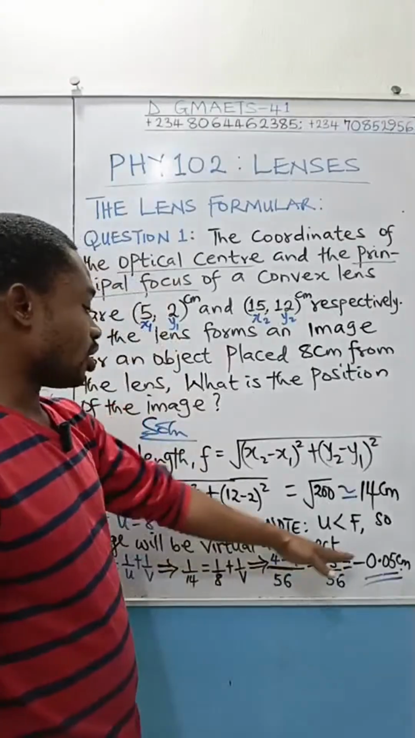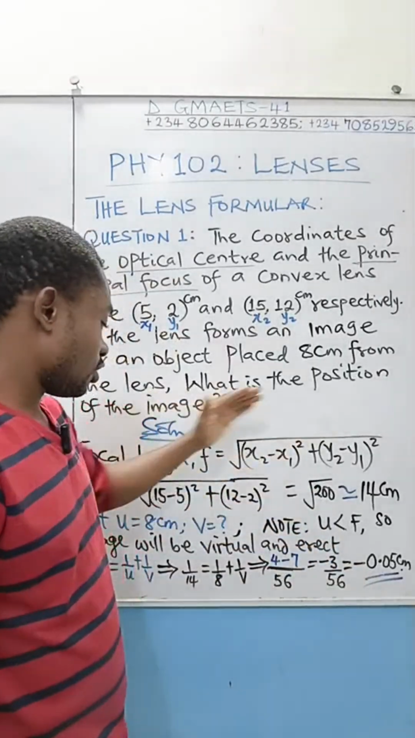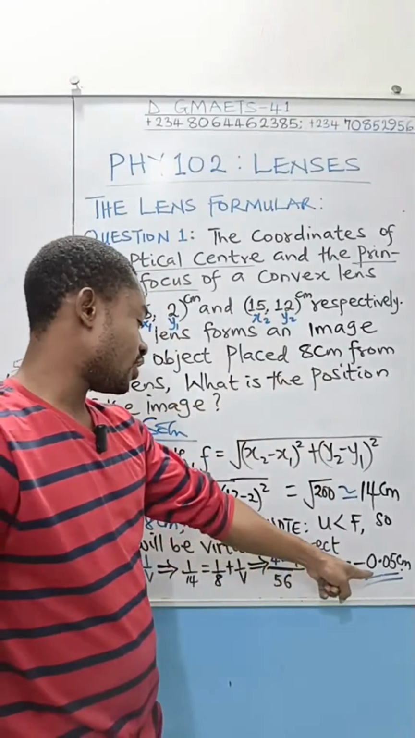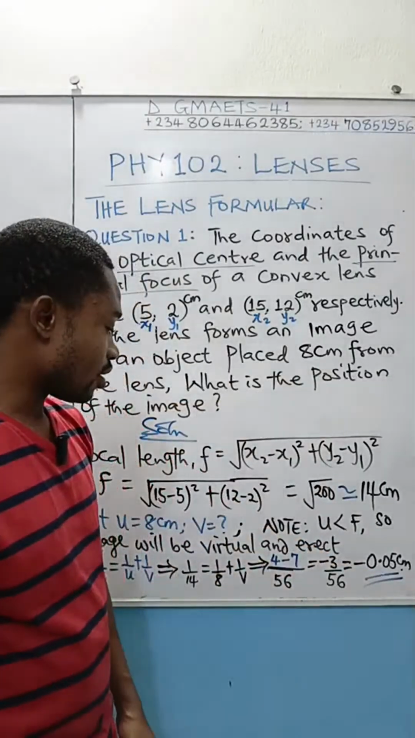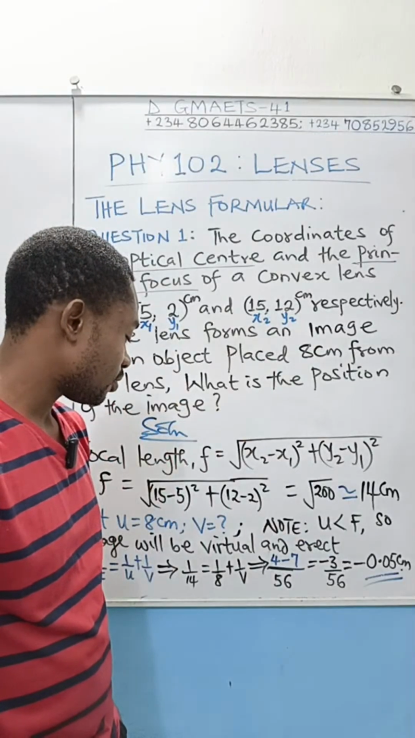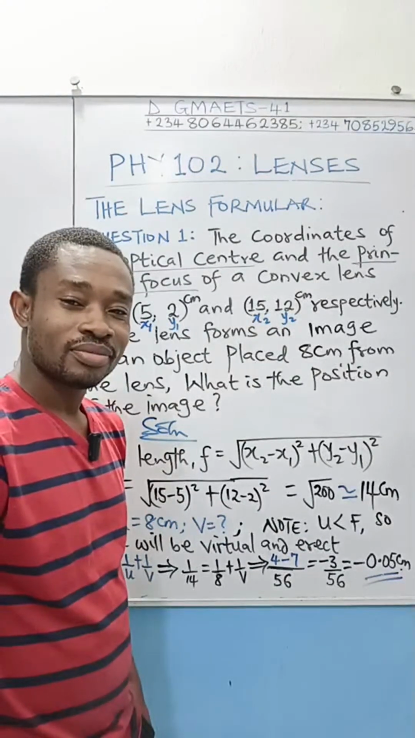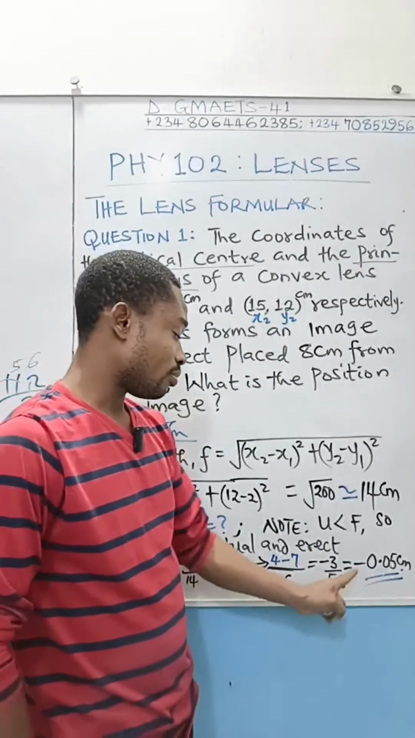Okay, so I think we are done with this. The image position is this value you have here: minus 0.05. And what is the nature of the image? The image is virtual because of this minus.